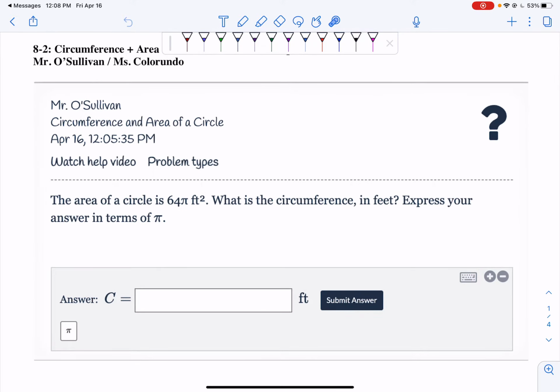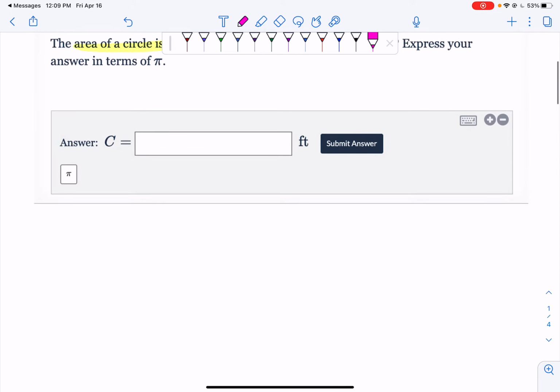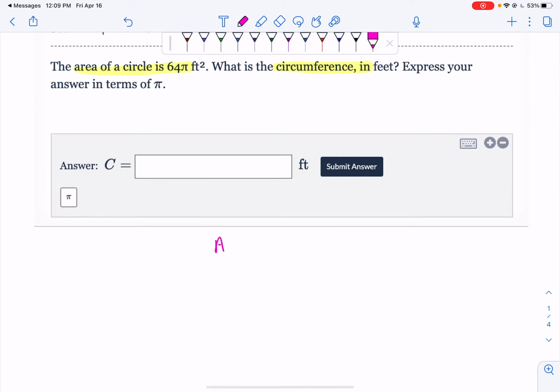So question number 1. This deals with our circumference and area of a circle problems. The area of a circle is 64 pi feet squared. What is the circumference in feet? So I want to find out what my circumference is, but I know my area is 64 pi. So the first thing I'm going to do is write down area is equal to pi r squared. And I know that my area is 64 pi, and that's equal to pi r squared.